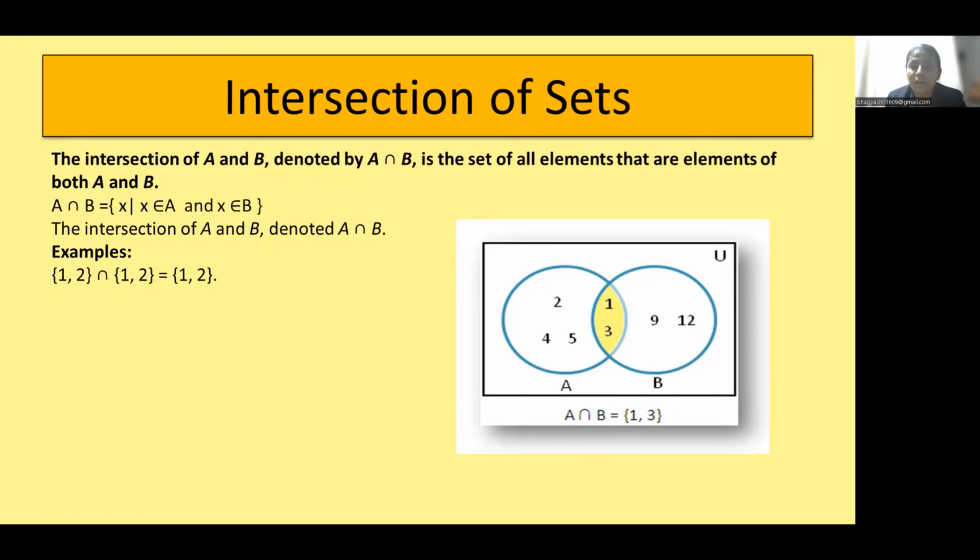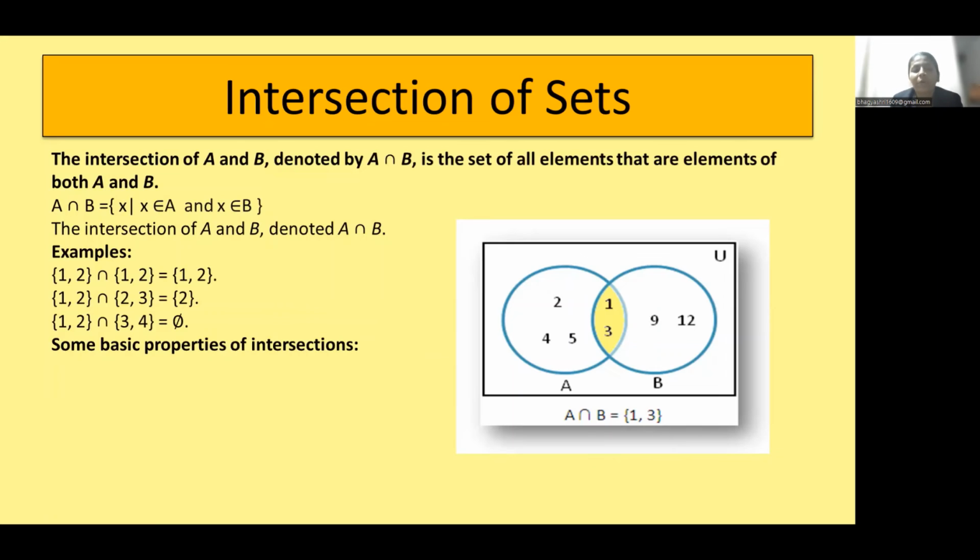For example, intersection of {1,2} intersection {1,2} is equal to {1,2}. {1,2} intersection {2,3}: आता ह्या दोघांचे इंटरसेक्शन मध्ये फक्त कॉमन एलिमेंट घेणार आहोत and that is 2. {1,2} intersection {3,4}: आता 1 2 आणि 3 4 या दोन्ही सेट मध्ये काहीही कॉमन नाही, त्यामुळे इथे फाय आलेला आहे. फाय म्हणजे एम्प्टी सेट.